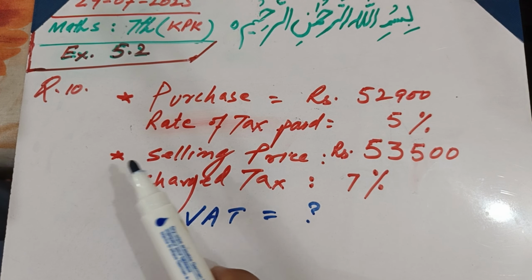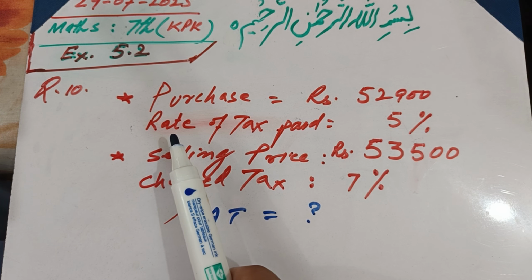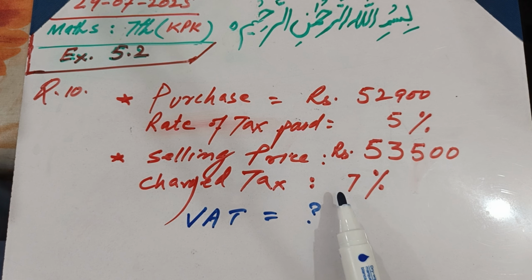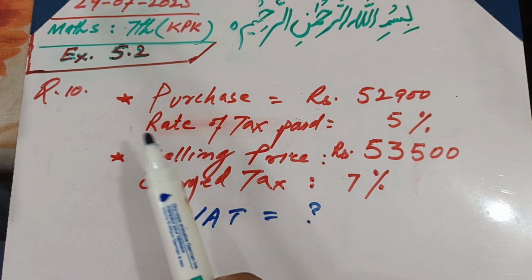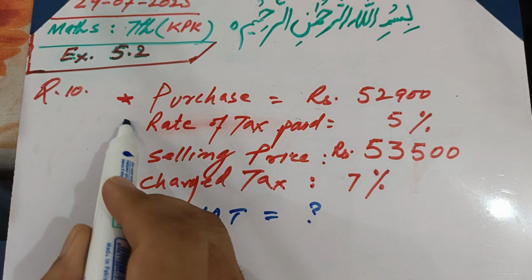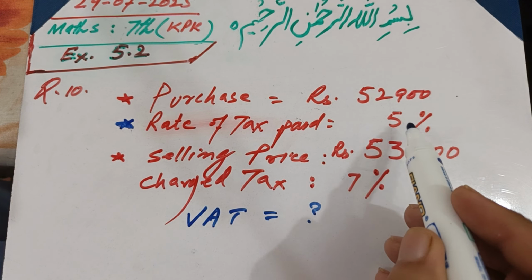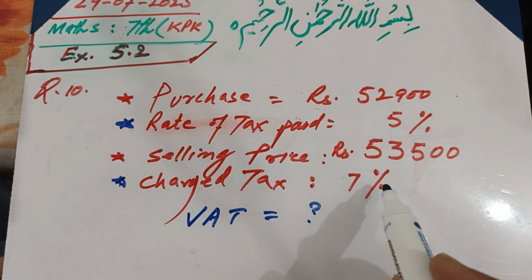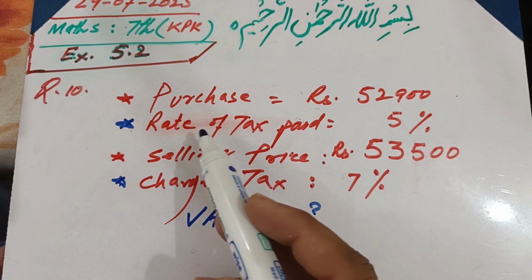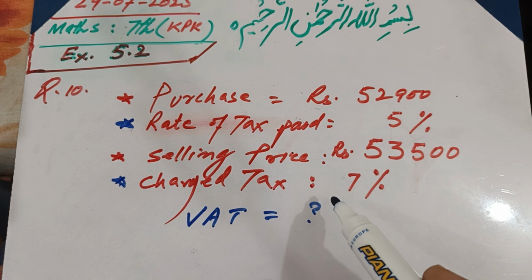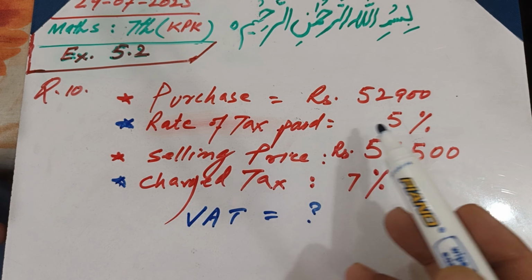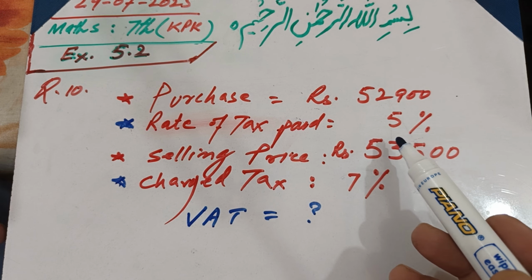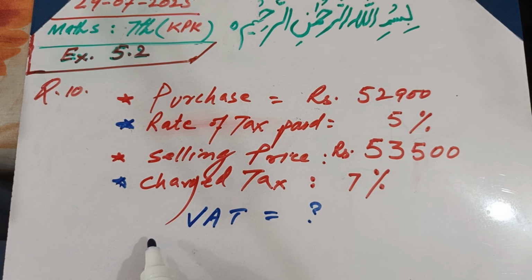So here I want to tell you what VAT is. VAT is the difference of taxes which are paid at different levels. We see that at purchasing time he paid 5% tax, and at selling point he paid 7% tax. So two types of taxes are here, one at purchasing time and one at selling time. We have to find the amount of these taxes, and the difference of these taxes will be called VAT.